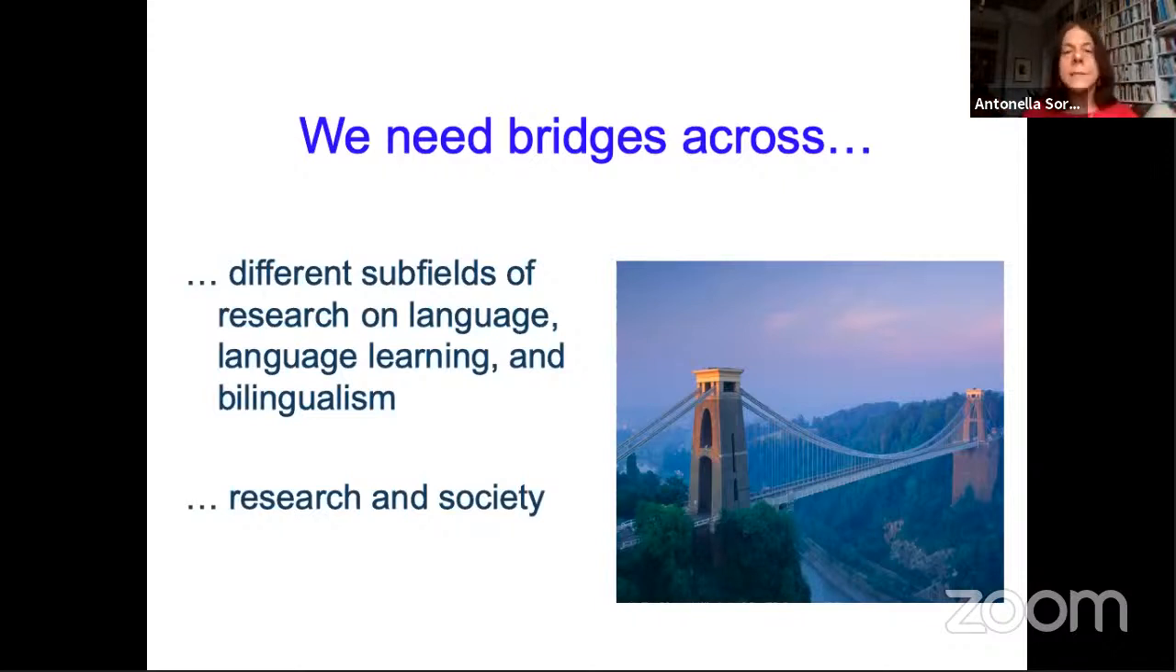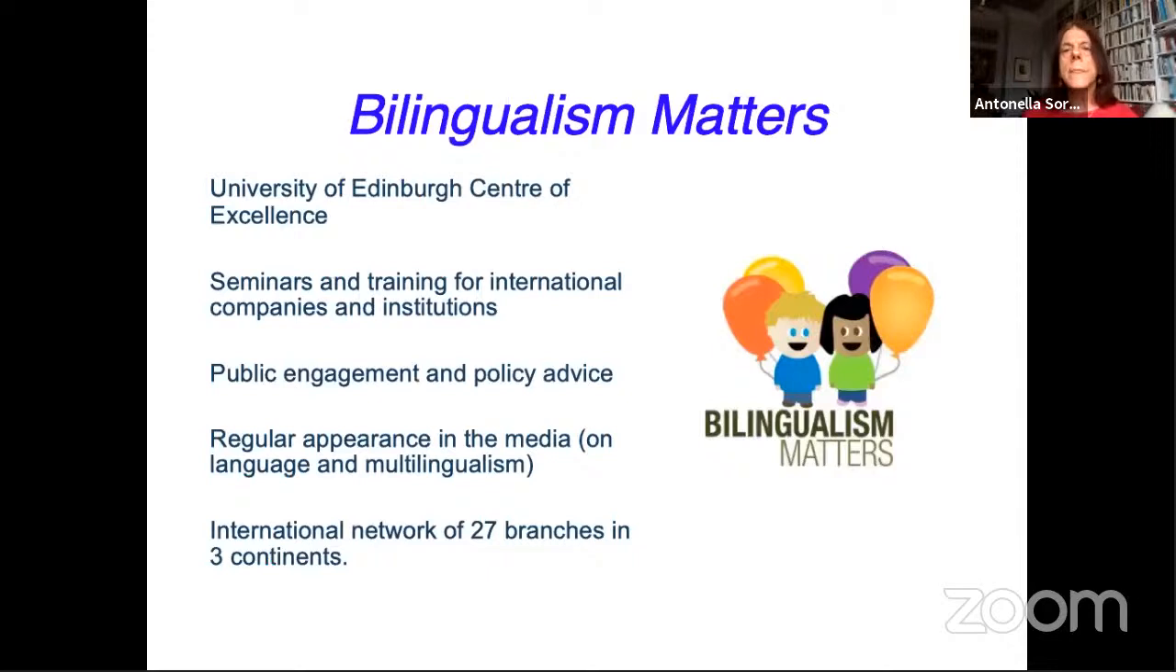And in this respect, I think that all of us as researchers can benefit a lot from communicating research to society, because when we do, it's not just society that learns from us. We learn a lot from society. So the learning is mutual and the benefits are mutual. And this is what we've been doing with Bilingualism Matters, that was mentioned right at the beginning.